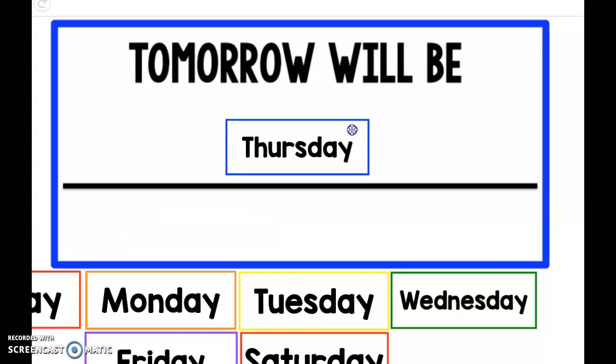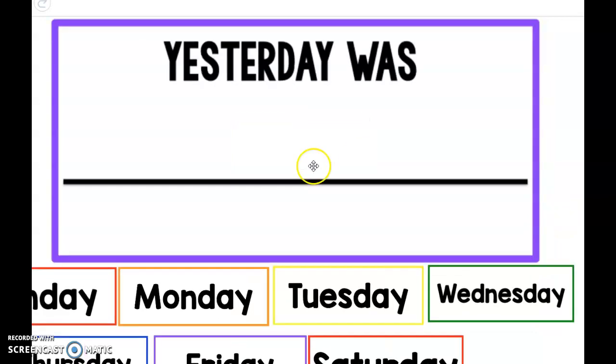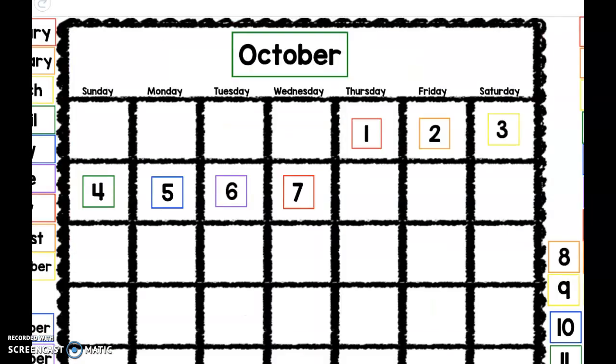If today is Wednesday, what will tomorrow be? If you said Thursday, you are correct. Tomorrow will be Thursday. Say that with me. Tomorrow will be Thursday. Great job. And if today is Wednesday, what was yesterday, or the day before today? Ooh, that's a tricky one. If you said Tuesday, you are correct. Good job. Kiss your brain.